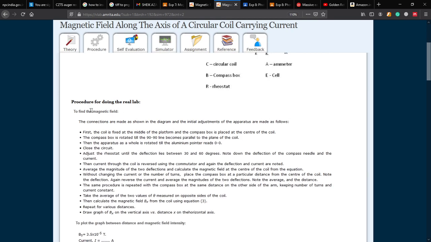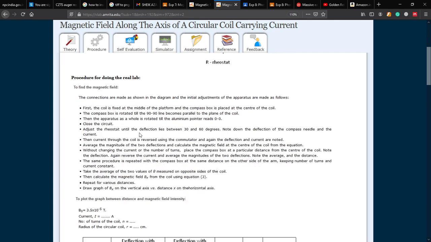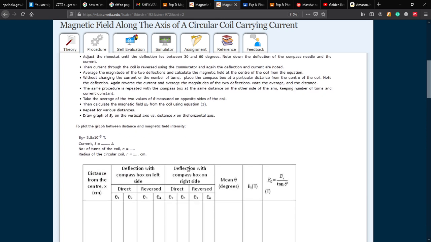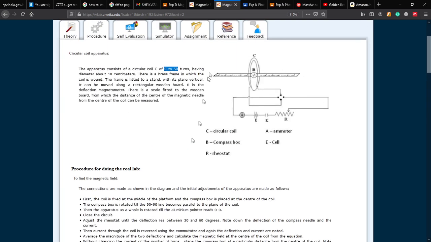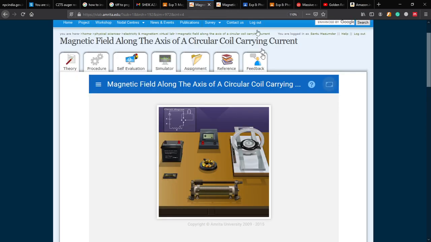Here the procedure for doing the real lab to find the magnetic field is given. Let me describe it one by one. You will find a table for your reference. In this table, anyone can find what to do. So let's go back to the simulator.